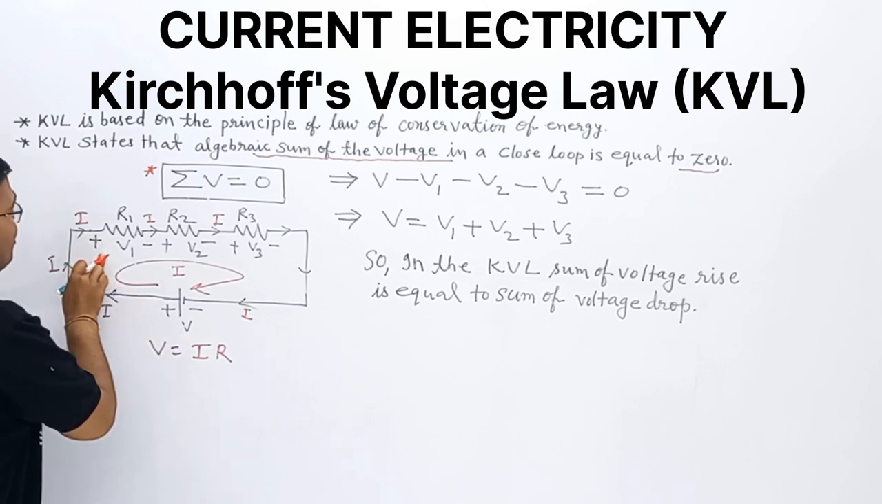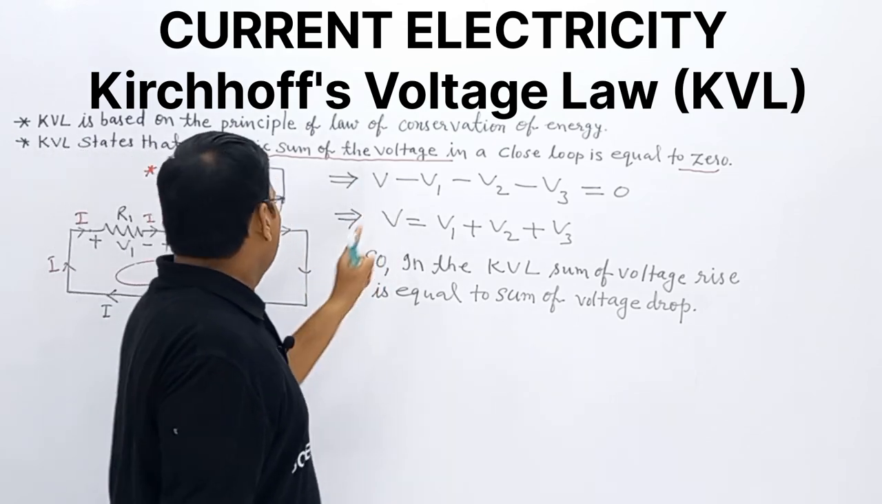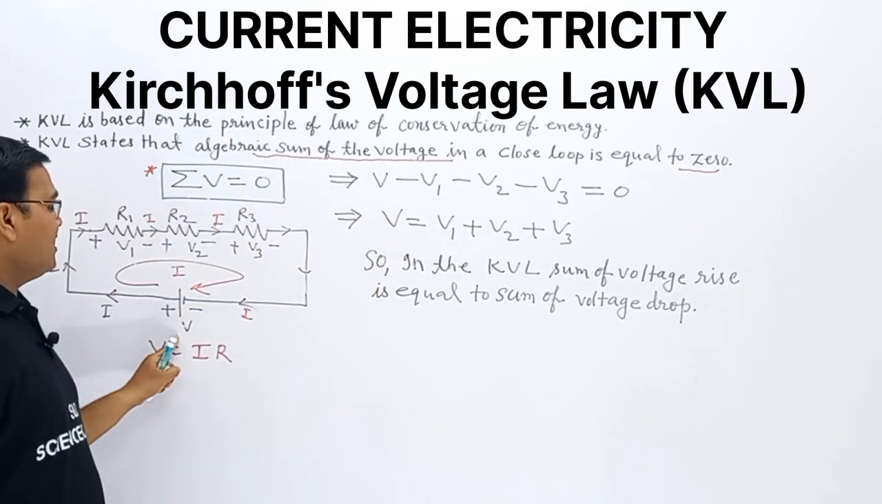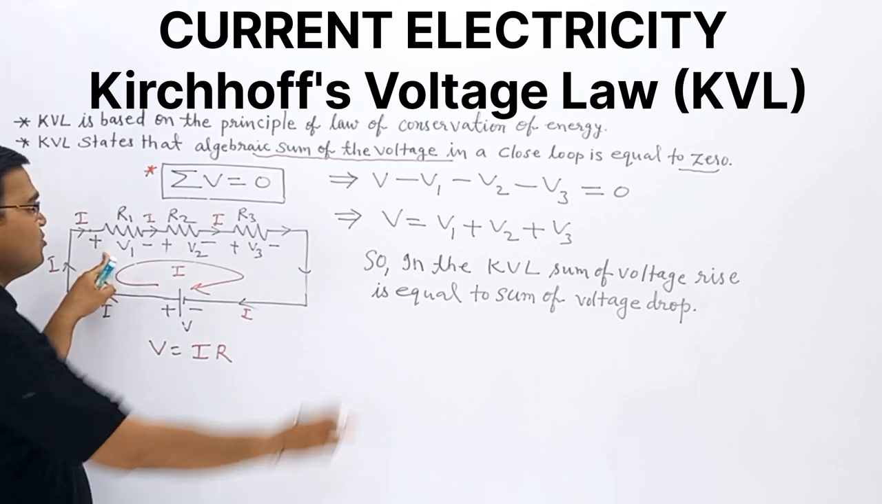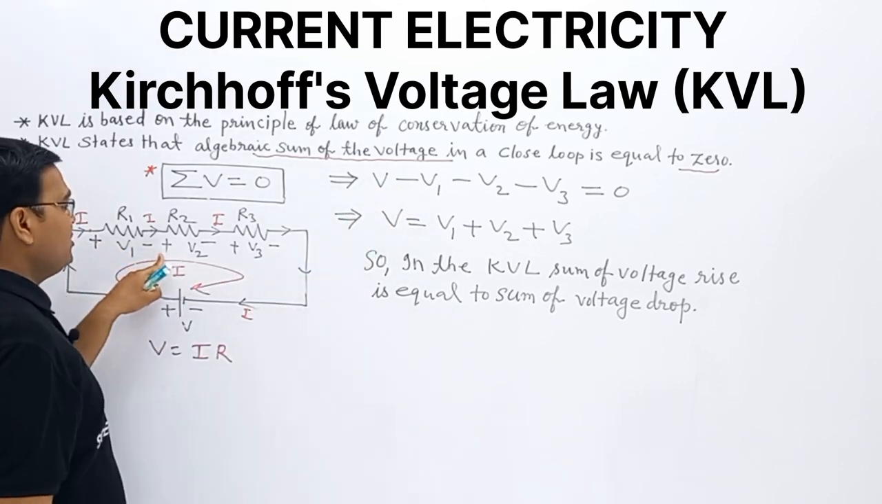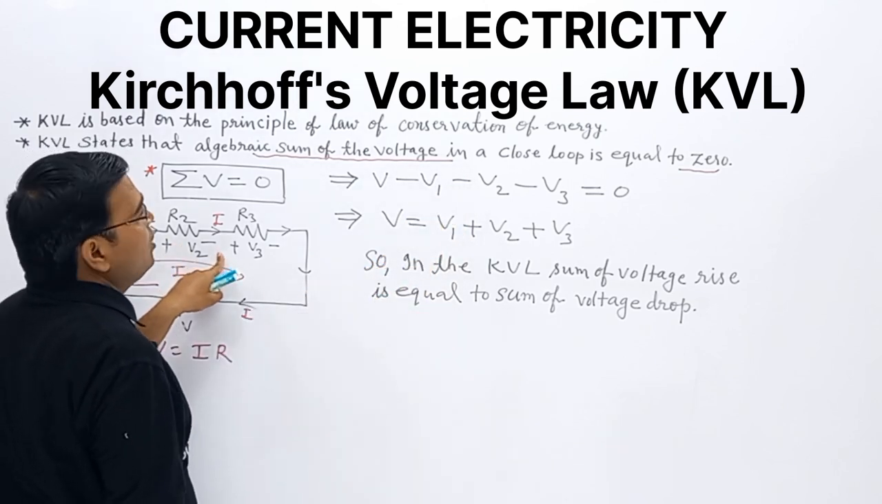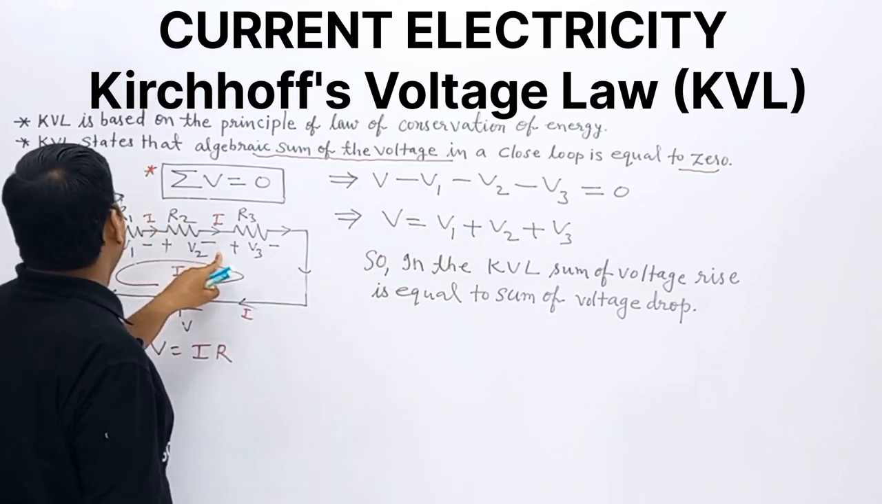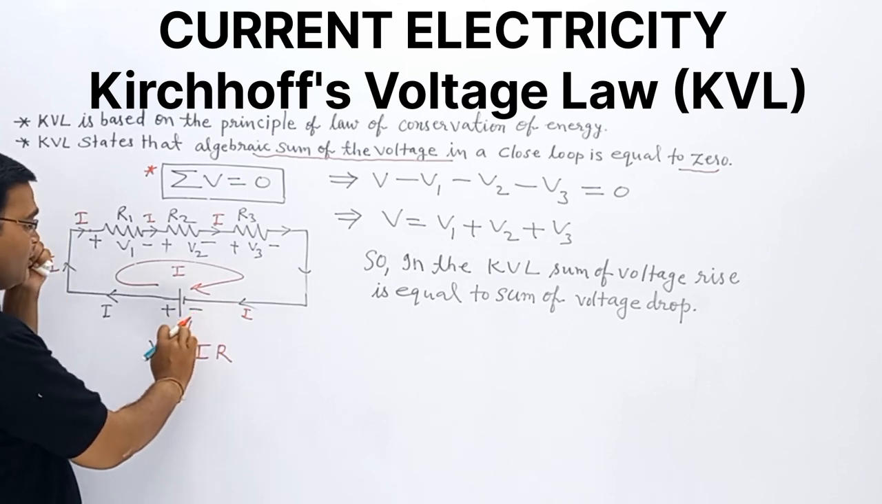When current enters the positive terminal, what will the sign of voltage be? Negative. So current is entering the negative terminal, so we will take plus V. Current is entering the positive terminal, we will take minus V1. Current is entering the positive terminal, so we will take minus V2. Current is entering V3, so what? Minus V3.